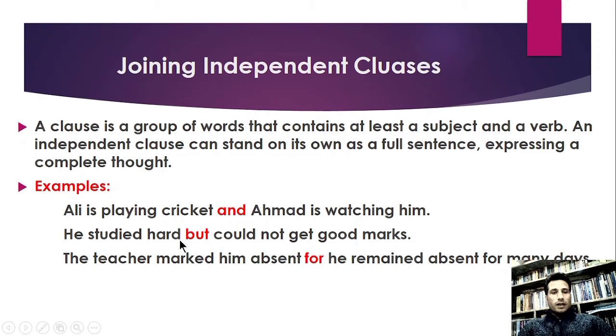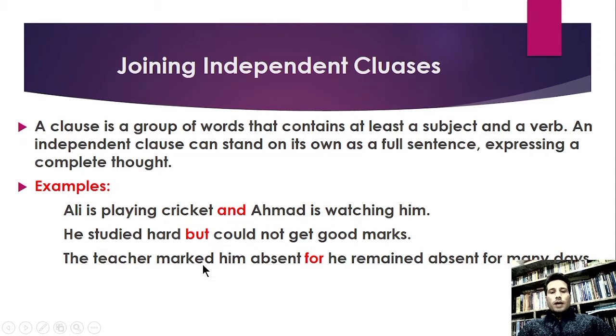He studied hard but could not get good marks. Okay, so he studied hard, that is one clause, and could not get good marks, here he is hidden, so that is another clause, and we join them with the help of but. So that is how it is a coordinating conjunction.